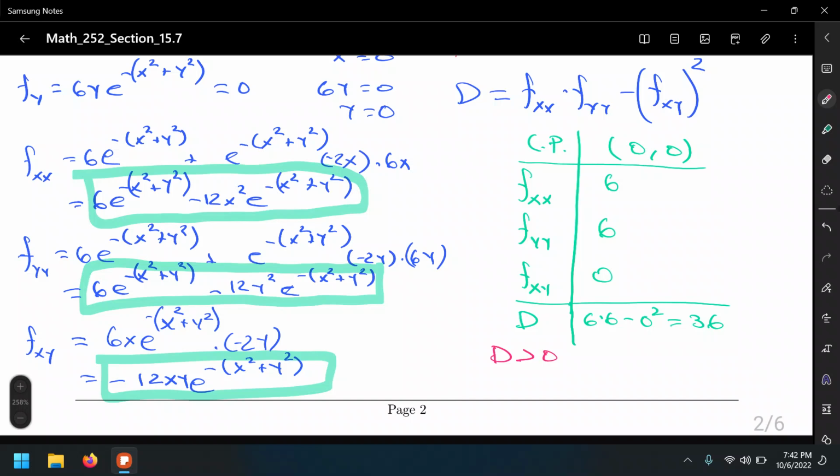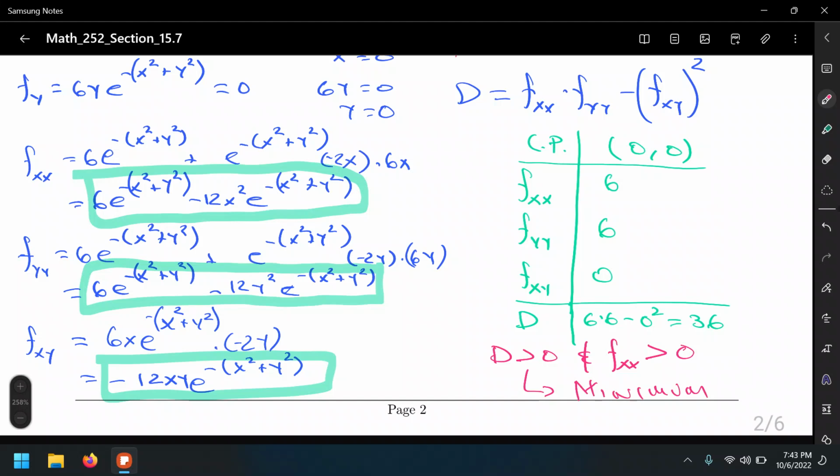So now we need to check whether the second partial with respect to x is positive or negative. So in this case, it's positive. All right. So what is that going to mean according to the second derivative test? Minimum. So we have a minimum in this case. All right.